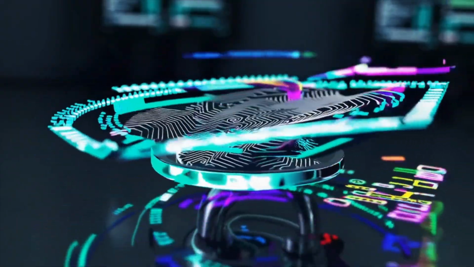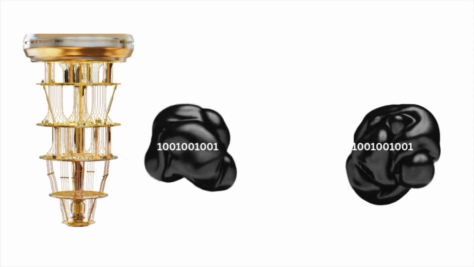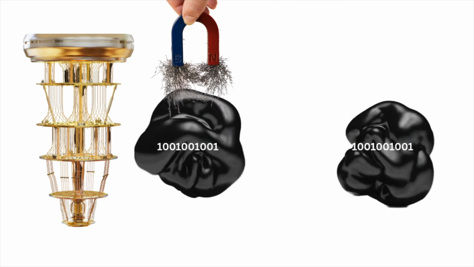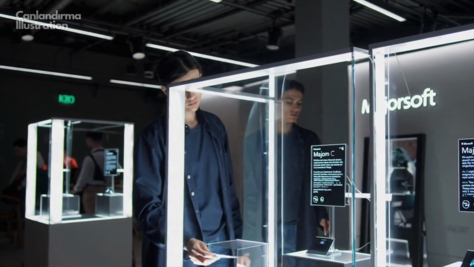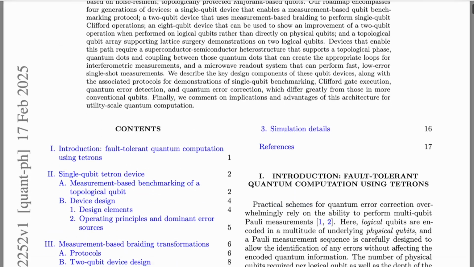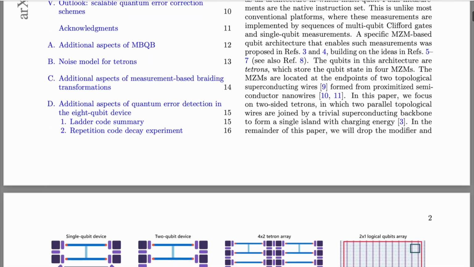If you strip away the flashy parts of Microsoft's grand announcement, the core message is this. Microsoft has stated that they can control Majorana particles and use them in a quantum chip. But is this just a marketing statement, or is it scientifically supported? Looking at the academic side, we find that a peer-reviewed paper on this topic has indeed been published. For those interested, we have included a free link to the paper in the description.